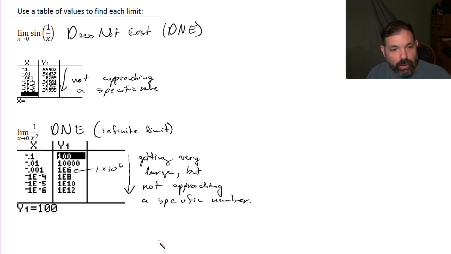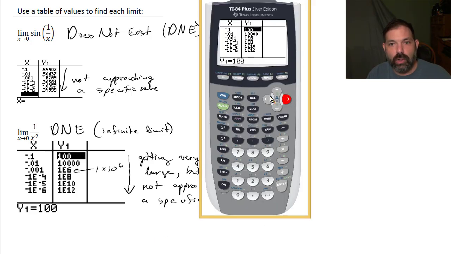Now, we can also see the same result as this on the other side. So if we were to put in positive numbers, 0.1, 0.01, 0.001, we see the same pattern, that the outputs are getting very, very large. And again, this would be a limit that for now does not exist. It's an infinite limit.